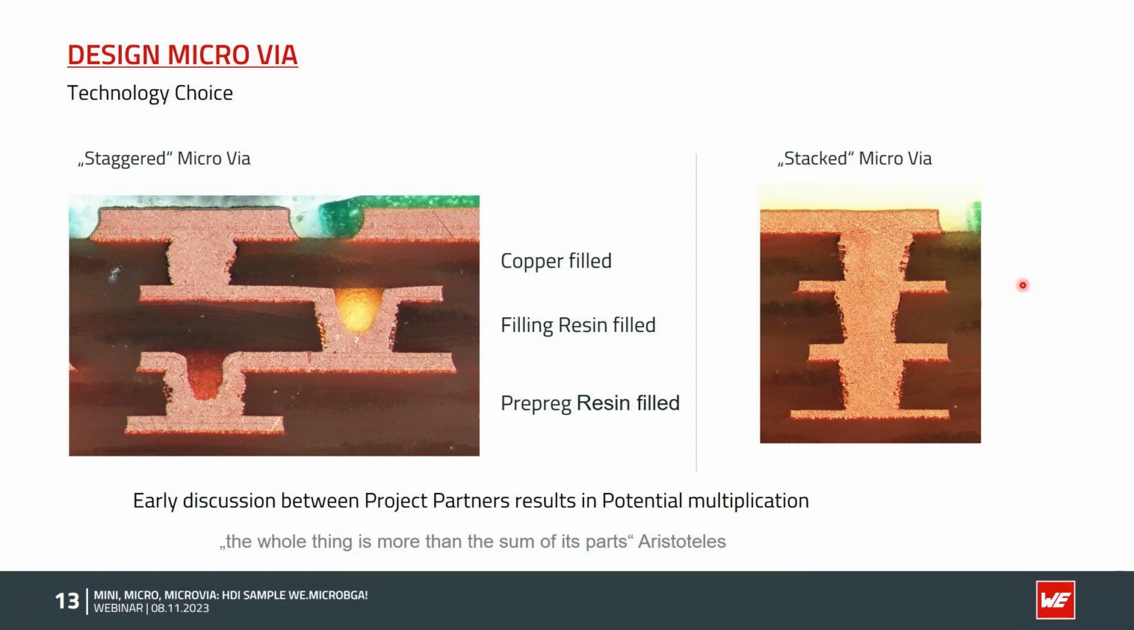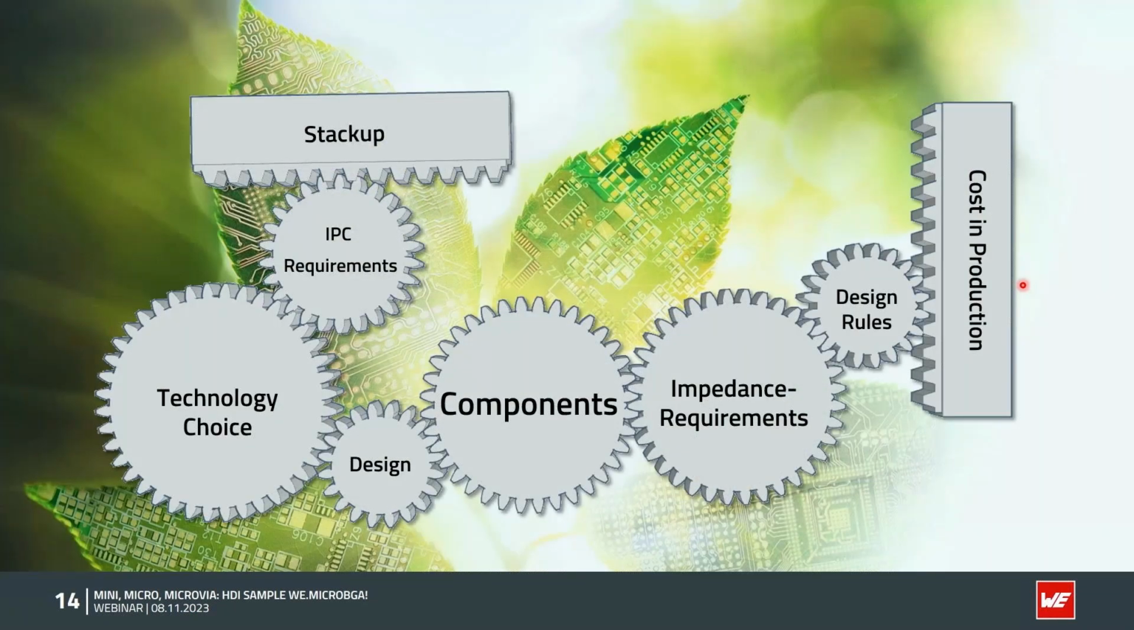And you see with all this complexity and all these different options, it is very important to have a very early discussion in the design phase between the project partners. In that case, it means the designer, the PCB producer, and also maybe the assembly shop, that we agree on a technology, because the whole thing is more than the sum of the parts. Again, coming back to this topic, if you have a technology choice, for example, filled microvias, it will affect the impedance requirements and the stack up, for example. So here, a very early discussion is necessary.